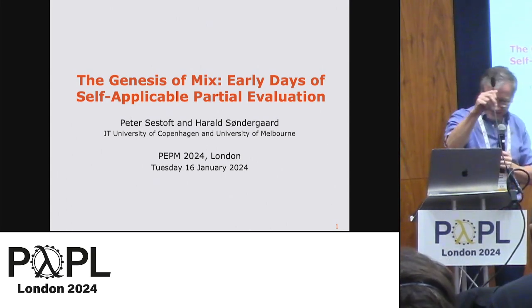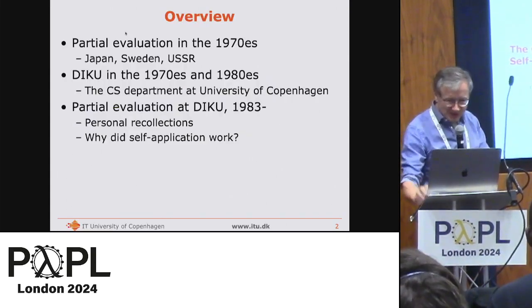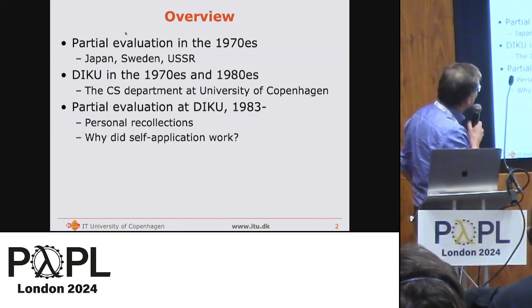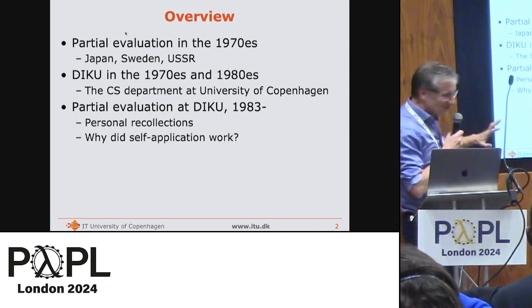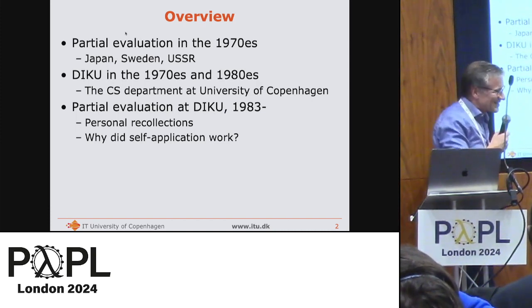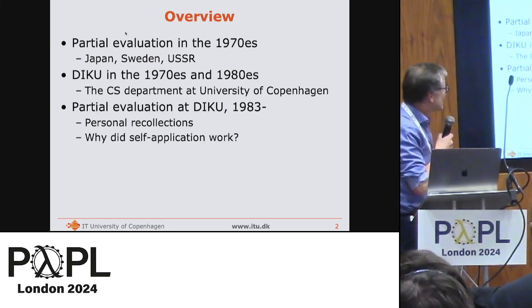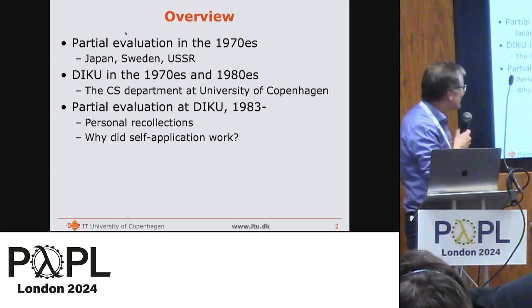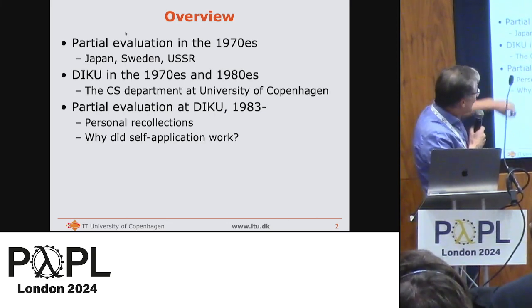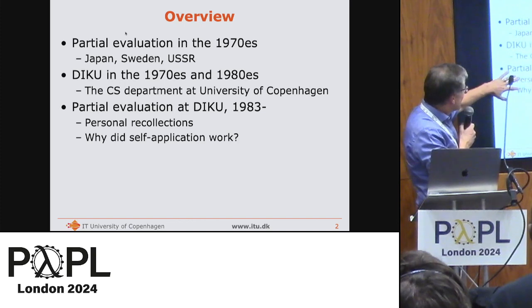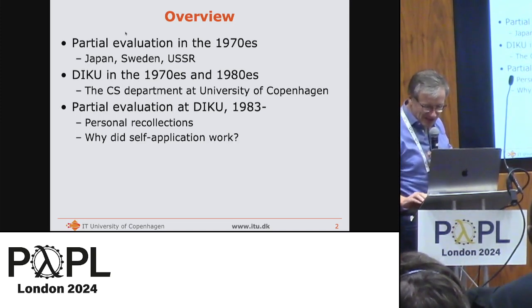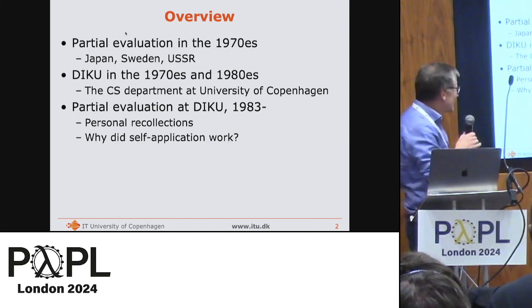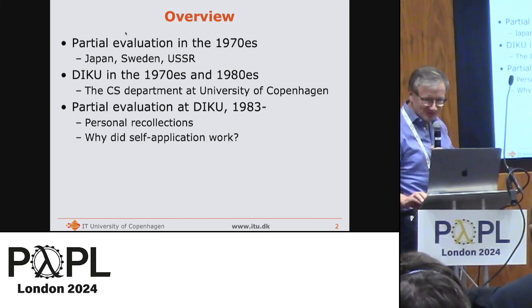So let's see, this thing is a little in the way. What I'll talk about here is, and Fritz almost did this already, prehistory, so that's before I came into it. Then what happened at DIKU, the CS department at University of Copenhagen in the 70s and 80s, and then a description of the department, and then talk specifically about partial evaluation, where Neil and Harald and I come into the work with some personal recollection, so I hope you will bear with that.